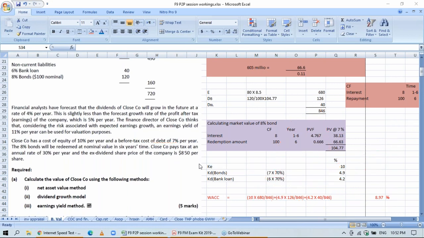So that's the answer to our question. Close company, weighted average cost of capital. In this case, in order to calculate the weighted average cost of capital, you needed the market value of the 8% bond, and you arrived at the market value by calculating the present value of the interest and the repayment amount.